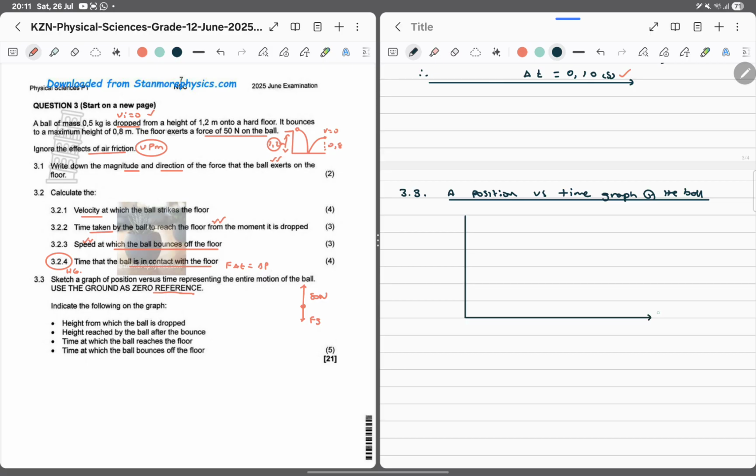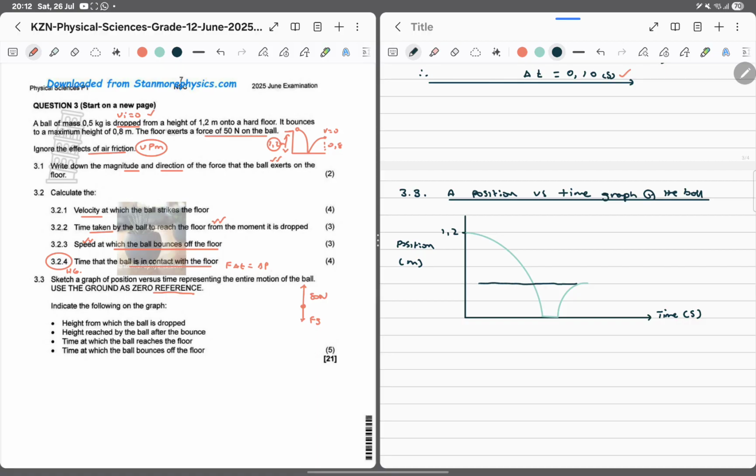So we know this is our time in seconds. This is going to be position in meters. And we started at 1.2 meters. And of course, our graph is going to be parabolic as a function of time. Then there was this collision time right there. And then it goes to that maximum height. Okay.